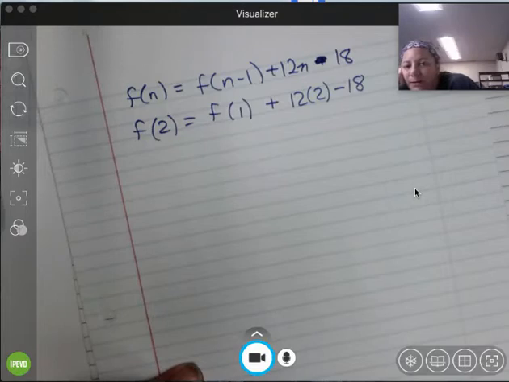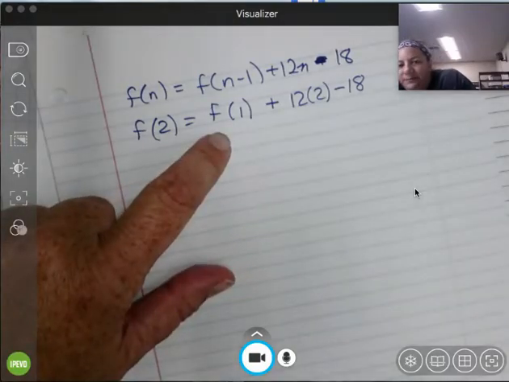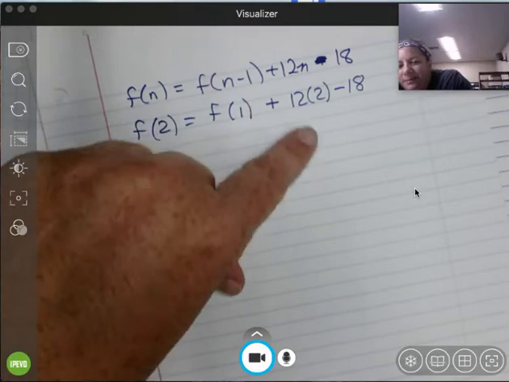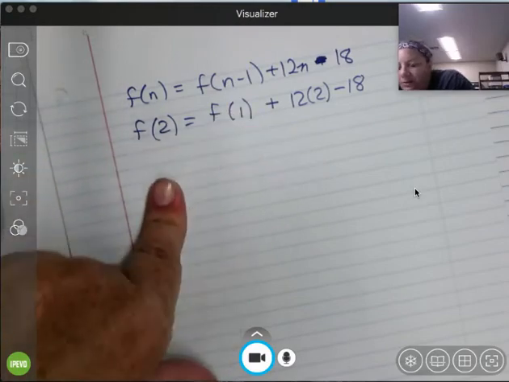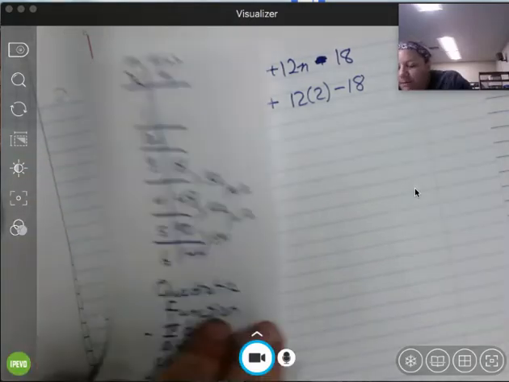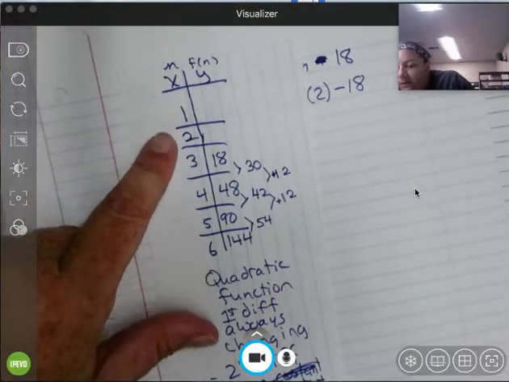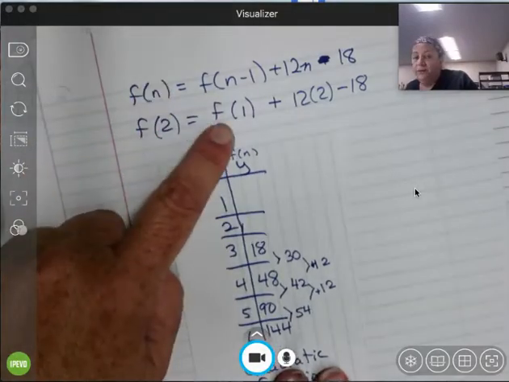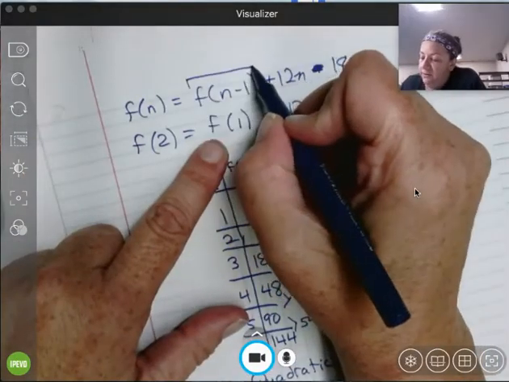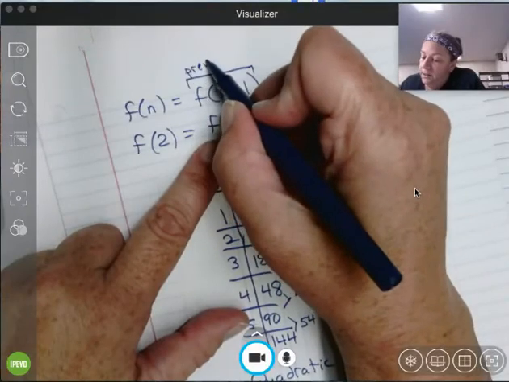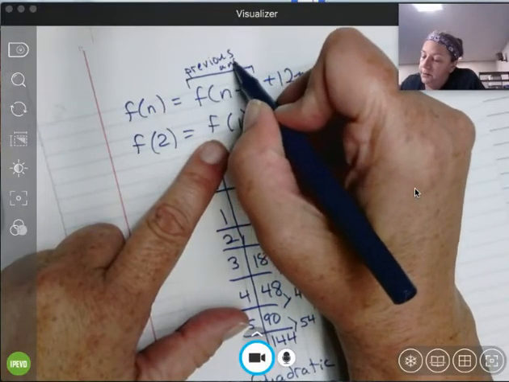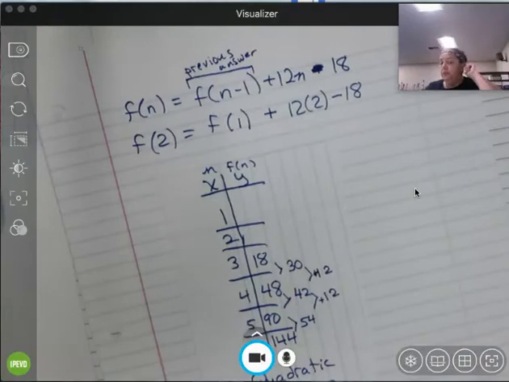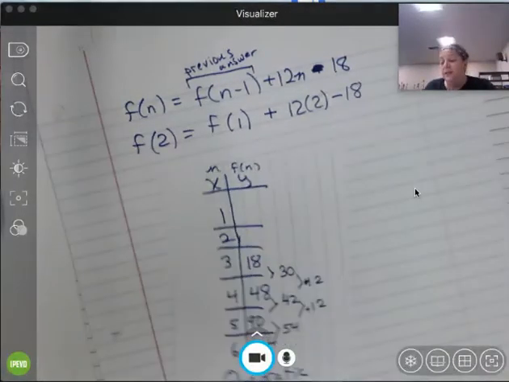We don't know what f of 1 was. We probably could work out how to use this formula to do this, but without knowing f of 1, we can't find f of 2, because a recursive formula depends on knowing the previous, right? This is just fancy math for the previous answer. Well, I don't know the answer that came before 2, so I can't find it because I don't know 1. There is another way to find this, though.